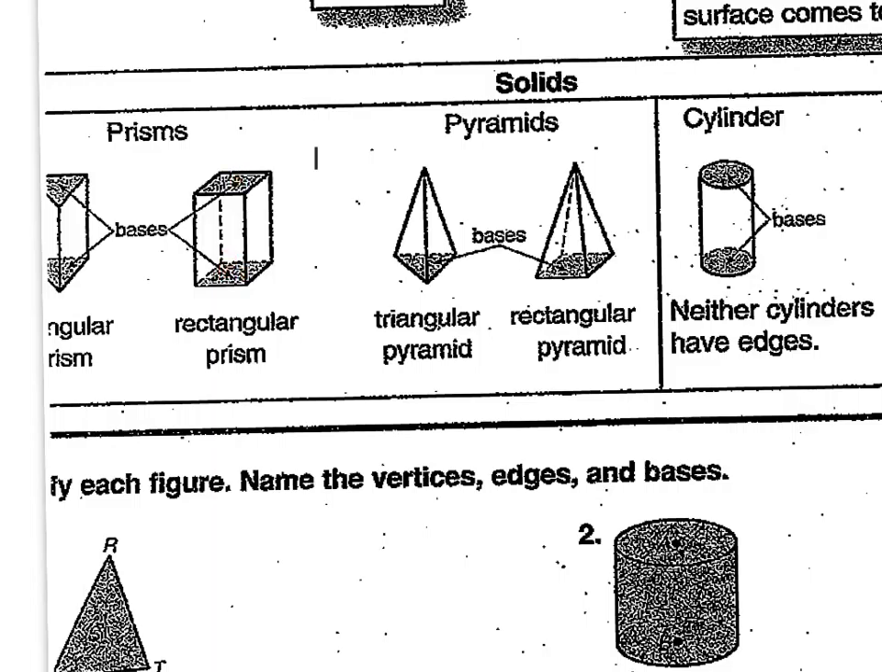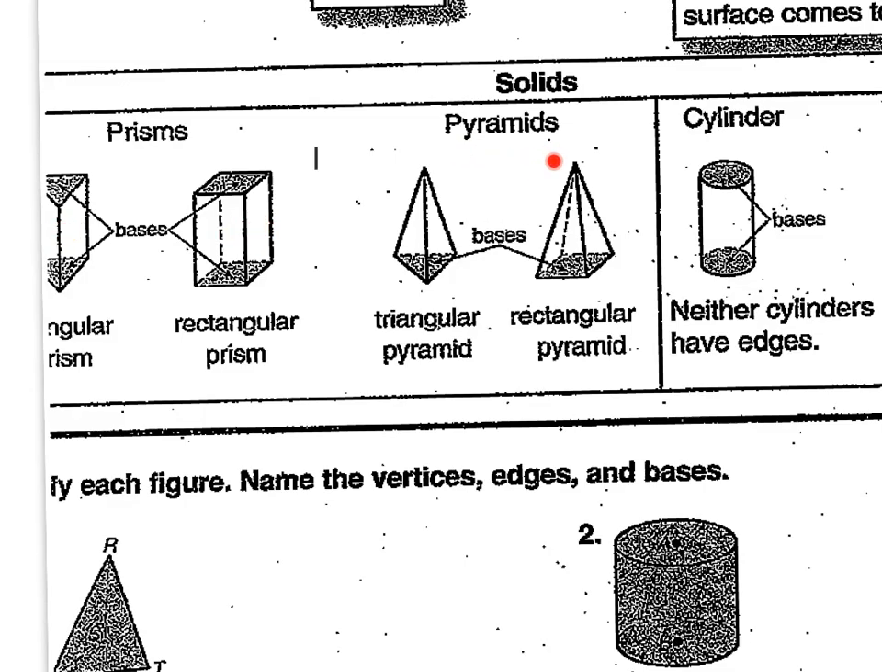So the faces are parallel to each other. Now this one over here is supposed to be a triangle and a triangle. So these two faces are triangles, so therefore it's called a triangular prism. And notice that on the prism, all the lateral faces, lateral means the round, all those lateral faces are rectangles.